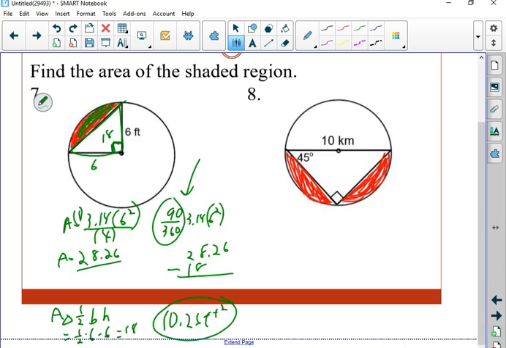Okay, on to number 8. Again, we can look at this as one of two ways. We do the new way, which is: this is the diameter. Therefore, it's dividing it up into two semicircles, 1, 2. A semicircle is half the circle, so that's 180 degrees. So the new way is 180 degrees divided by 360 times pi times the radius, which is 5, squared.